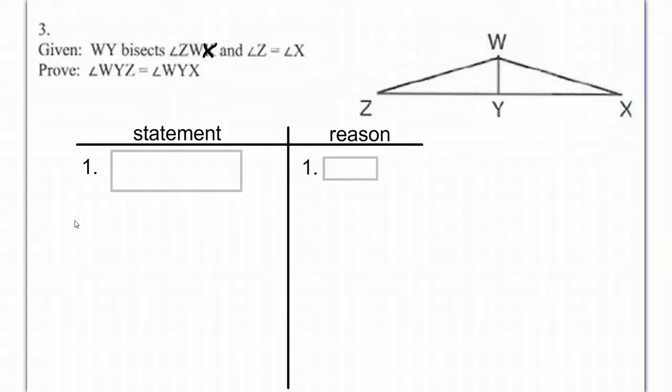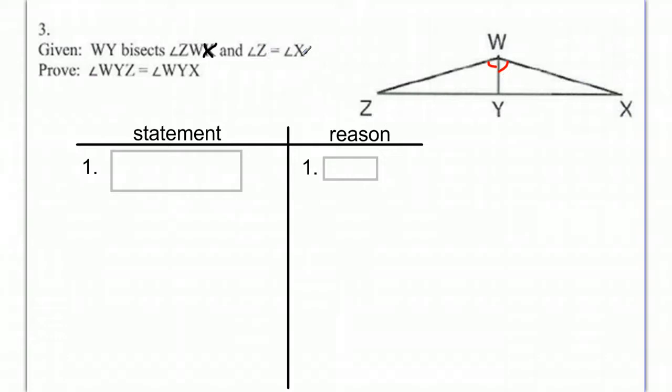Geometry section 3.4, problem number 3. We're given this triangle here with two smaller triangles inside, and we're told that WY bisects angle ZWX, and there was a typo there originally, so ZWX, it bisects it, which means that it's going to break it into two equal angles. So we can mark those two equal angles there.